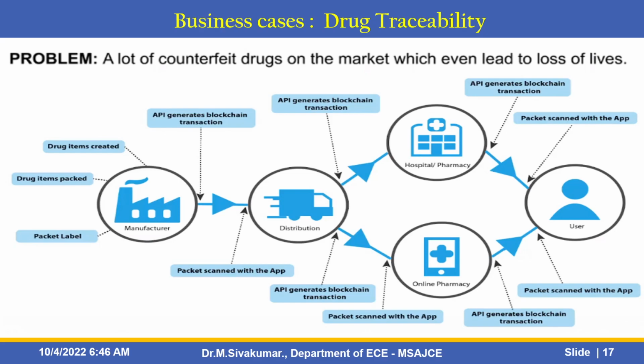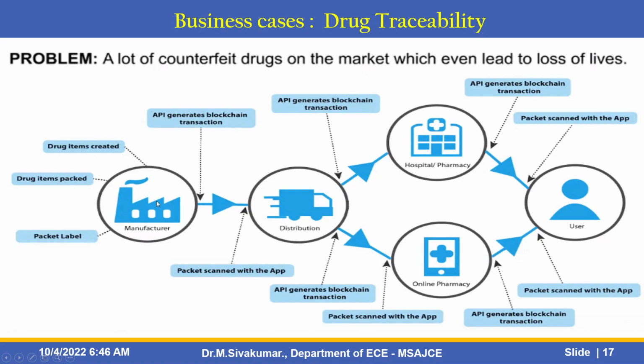There are a lot of counterfeit drugs on the market, which even leads to loss of lives. How can we apply a smart contract? Let us see. These are the manufacturers, each and every department, for example manufacturer, distribution, hospital, online pharmacy. Finally, at the end of the process, the user can access. Here is how blockchain technology is used for drug traceability.